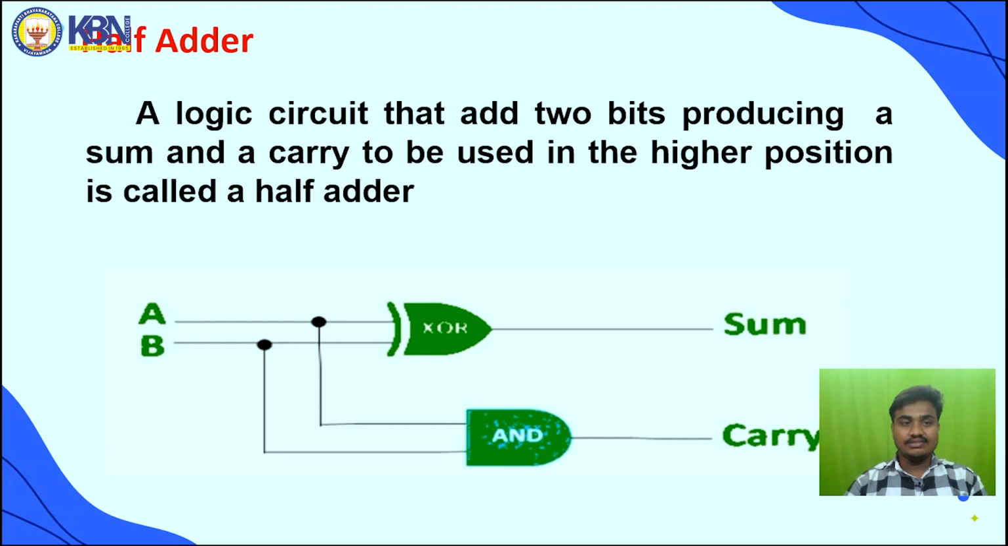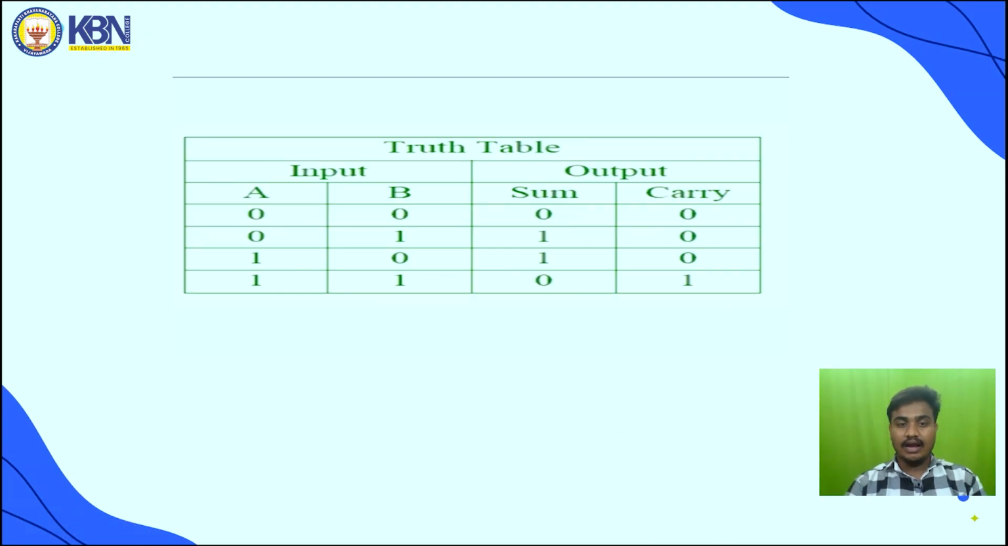Next one is the half adder. A logic circuit that adds two bits producing a sum and a carry to be used in the higher position is called a half adder. This is the circuit symbol for the half adder. You will have only two gates, one exclusive OR gate and one AND gate. The exclusive OR gate is for the sum and the AND gate is for the carry. The truth table for the half adder is like this. Sum is represented with the exclusive OR gate and carry is represented with the AND gate.